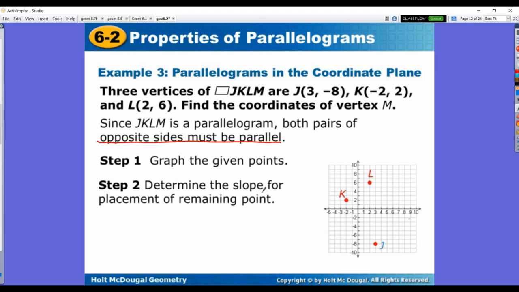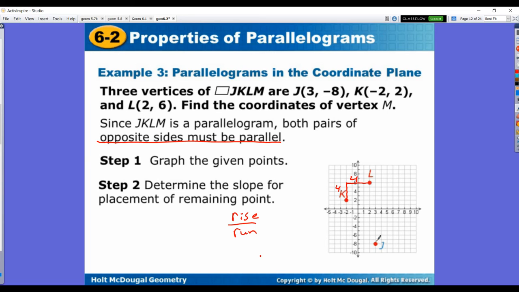An easy way to do it is to take any 2 points you want. I usually use the 2 that are closest together. That's usually simpler. I just want to figure out what the slope is for those 2 points. I want to find my rise over run, and that'll guide me to get my final point put down. To go from K to L, I'm going up 1, 2, 3, 4, and I'm going over 1, 2, 3, 4. So I'm going up 4, over 4.